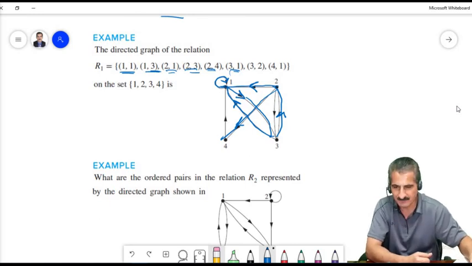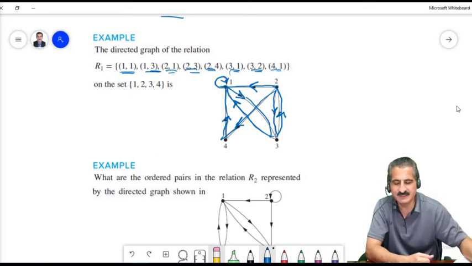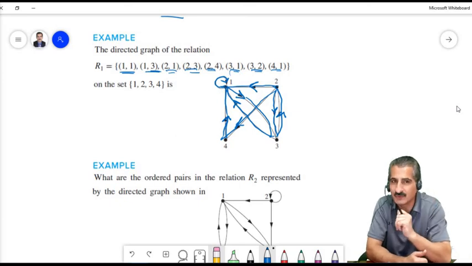3 to 2, again, 3 and 2, and 4 to 1. Here we go, 4 to 1. Okay, notice this relation is not symmetric. Why? Because 4 is going to 1, but 1 is not going to 4. So it is not symmetric.